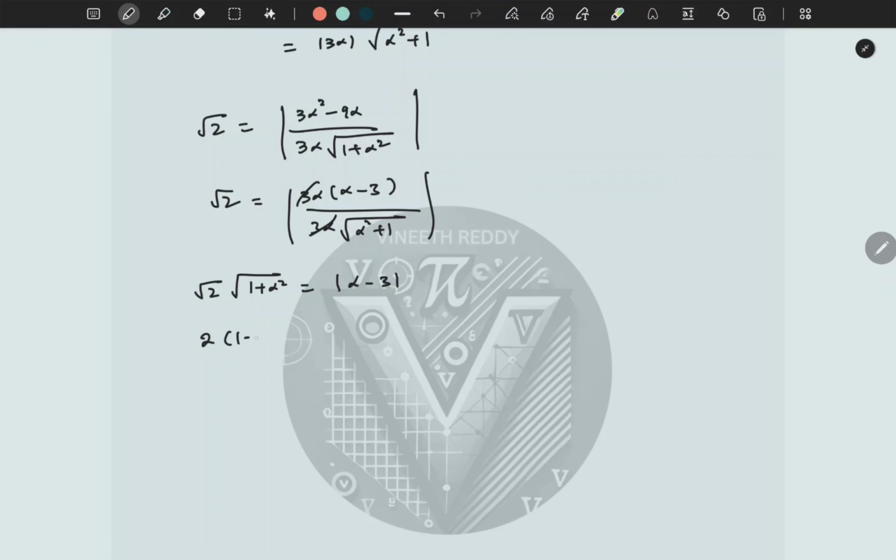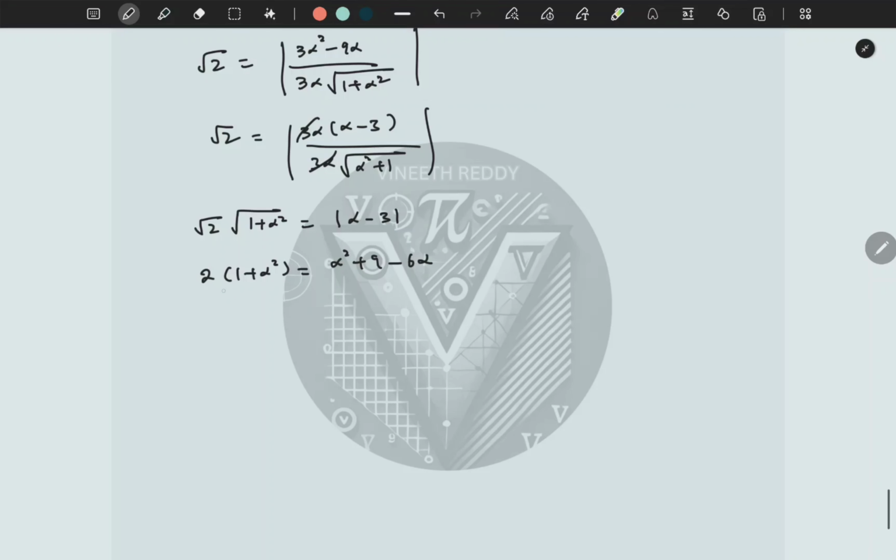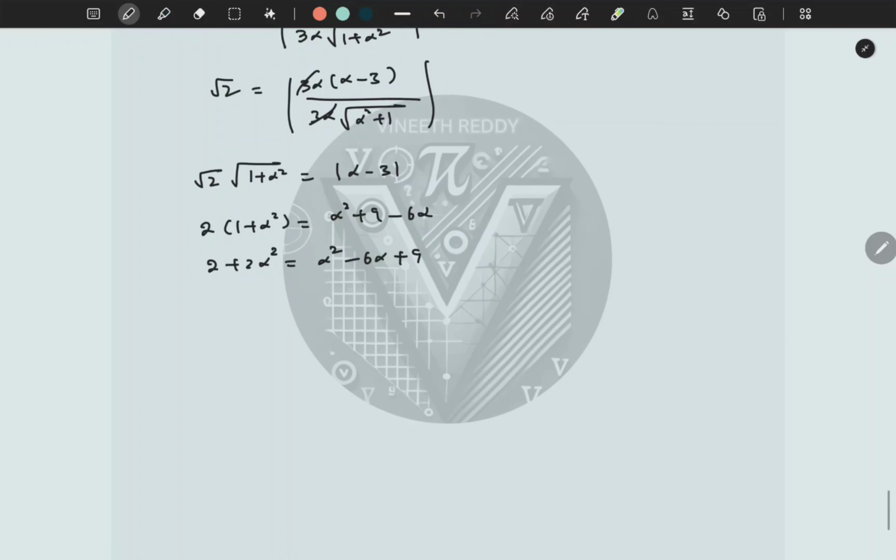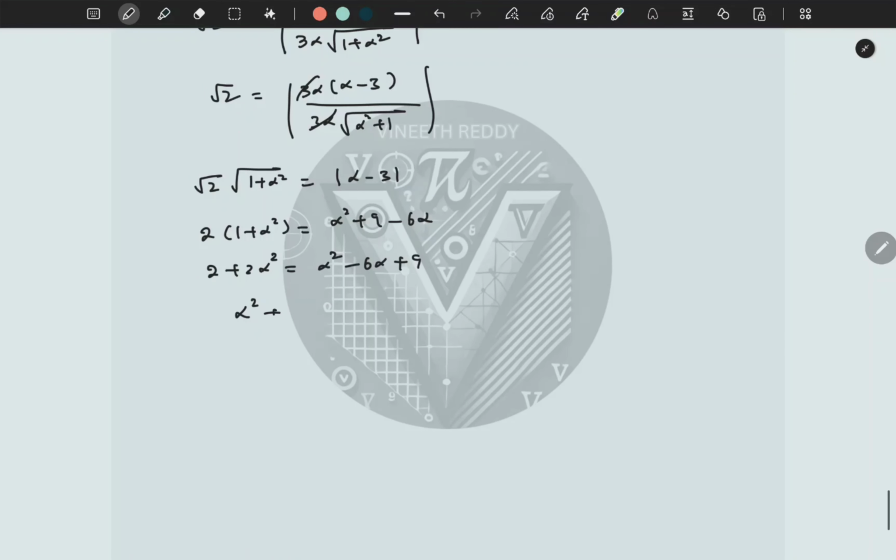Now we'll square on both sides. We get 2 times 1 plus alpha square is equals to alpha square plus 9 minus 6 alpha. So we get 2 plus 2 alpha square is equals to alpha square minus 6 alpha plus 9. So ultimately we get alpha square plus 6 alpha minus 7 equals to 0.